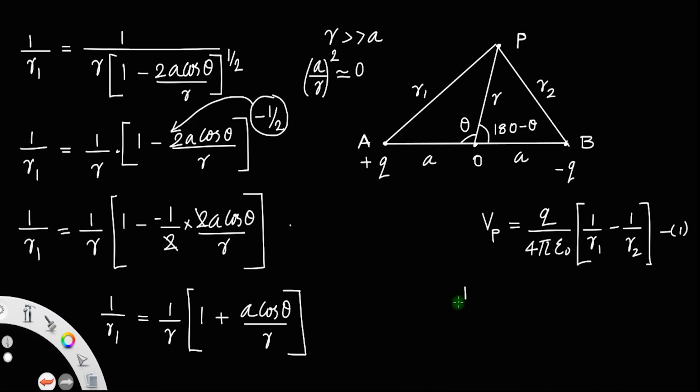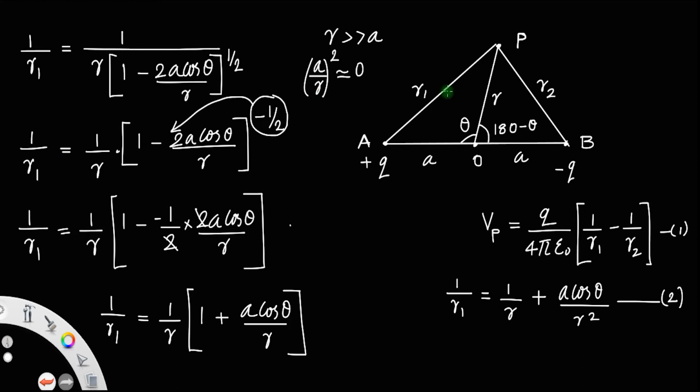So 1 by r1 is equal to, let me write here, 1 by r1 is equal to, you can take this 1 by r to the brackets. So 1 by r plus a cos theta divided by r square. Let's call that equation number 2.